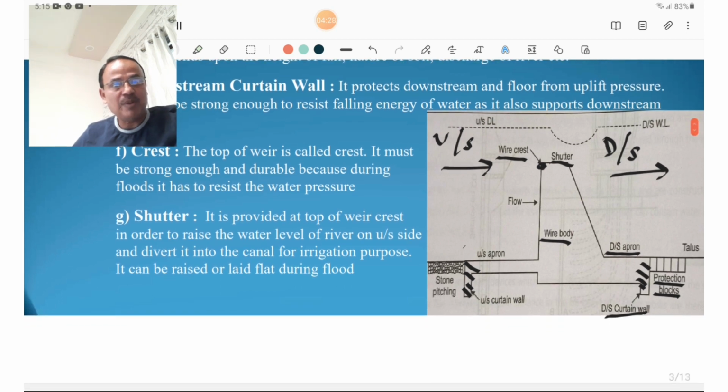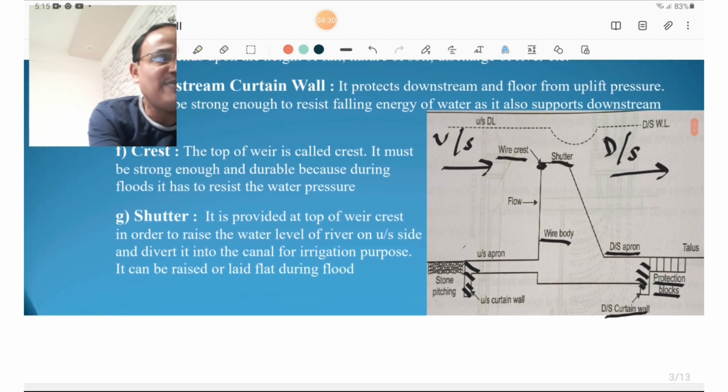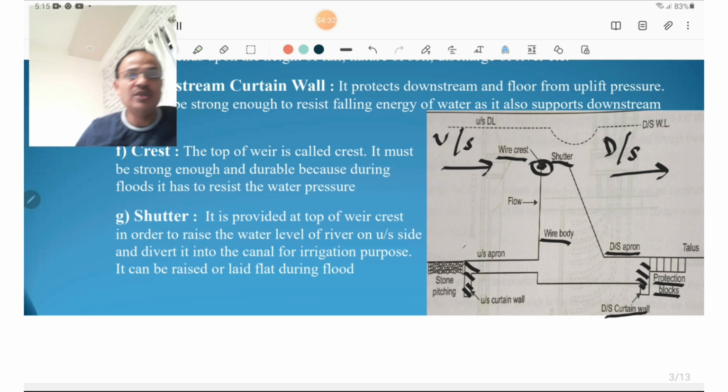Then the crest. The top of the weir is called the crest, as shown in the figure. This is the top of the weir, which is termed the crest, and it must be strong enough and durable because during the flood it has to resist the water pressure, and that is a severe one. Shutter is provided at the top of the weir crest in order to raise the water level of a river on the upstream side and divert it into the canal for irrigation purposes. It can be raised or laid flat during the flood.